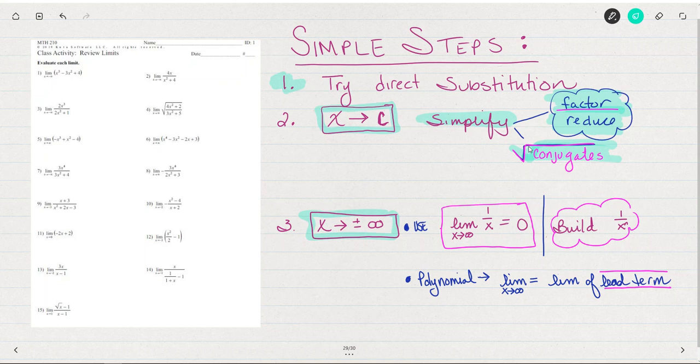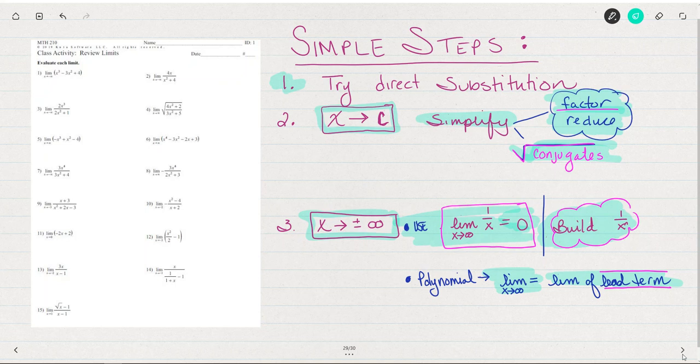And then if it's x approaching an infinity, remember that the limit as x approaches infinity of a polynomial is just the limit as x approaches infinity of the lead term. If we've got something rational, then we can use the fact that the limit as x approaches infinity of 1 over x is equal to 0. And the way that we use that as a tool is we build the 1 over x to the whatever. We divide all the terms by the highest power of x that's in the denominator. Let me know if you need further assistance with this.